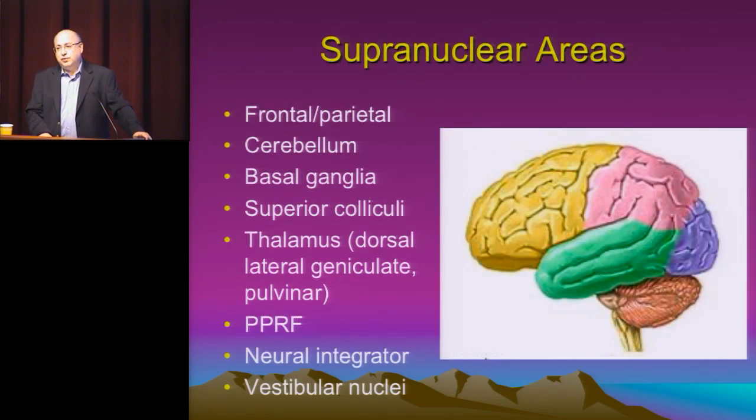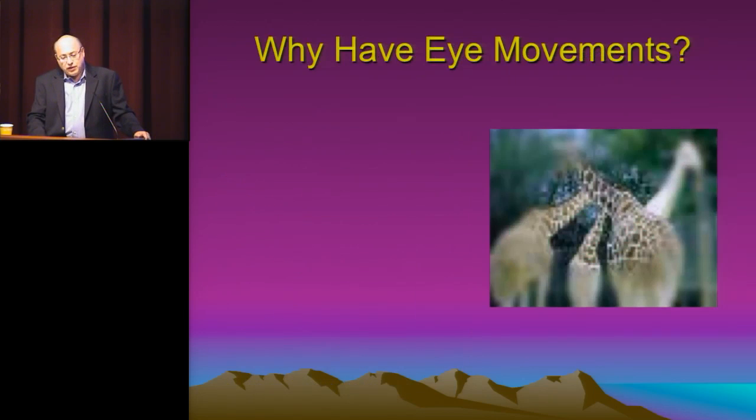So what are these supranuclear areas? They're all over the place. There's frontal and parietal, there's cerebellum, there's the basal ganglia, superior colliculi, which is a crucial center in the midbrain, the thalamus, a couple of subnuclei there, the paramedian pontine reticular formation, which is right near the sixth nerve nucleus for horizontal eye movements, the neural integrator, which we'll talk about, and the vestibular nuclei, which are in the pons and medulla. So again, we talked about this last time.